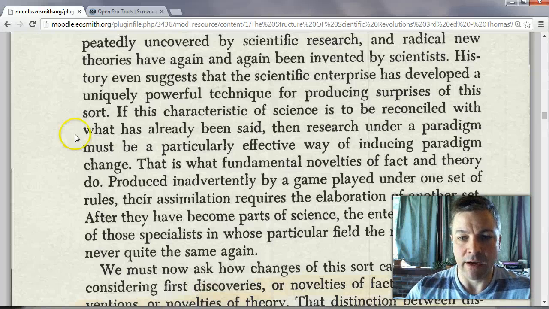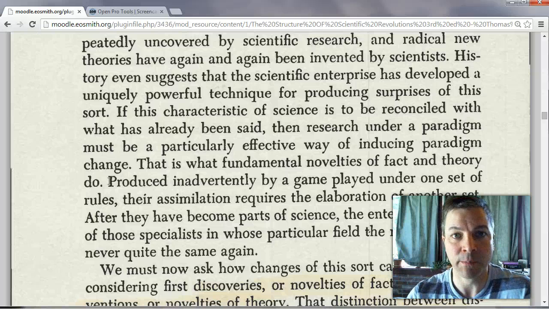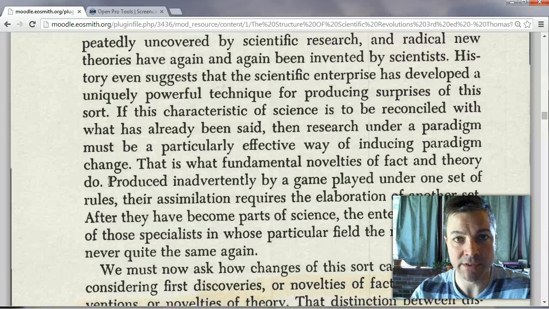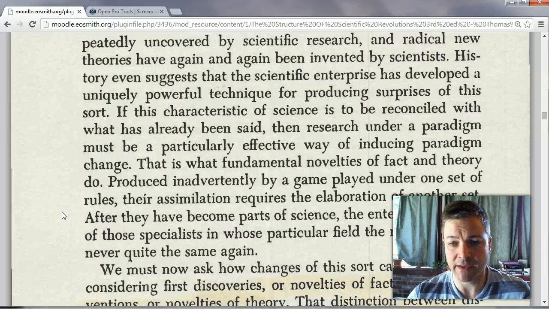"That is what fundamental novelties of fact and theory do. Produced inadvertently by a game played under one set of rules, their assimilation requires the elaboration of another set." So, for example, Darwin was playing the game of biology when he was out in the Galapagos Islands, and he found that the facts did not fit the current rules of the game, and so he changed the rules. He came up with a new paradigm. "After they have become parts of science, the enterprise, at least of those specialists in whose particular field the novelties lie, is never quite the same again."